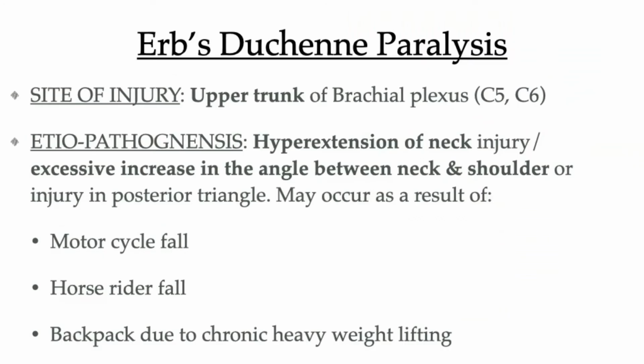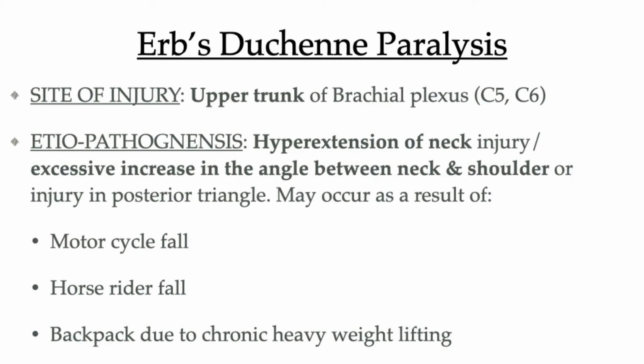Now let us start with Erb's Duchenne paralysis, which may simply be called as Erb's paralysis. This condition arises because of the compression or injury to upper trunk of the brachial plexus. Now we know that upper trunk of the brachial plexus has the root value C5 and C6, and hence C5 and the C6 roots are injured in this condition. Now what may be the etiopathogenesis behind this condition, Erb's paralysis?